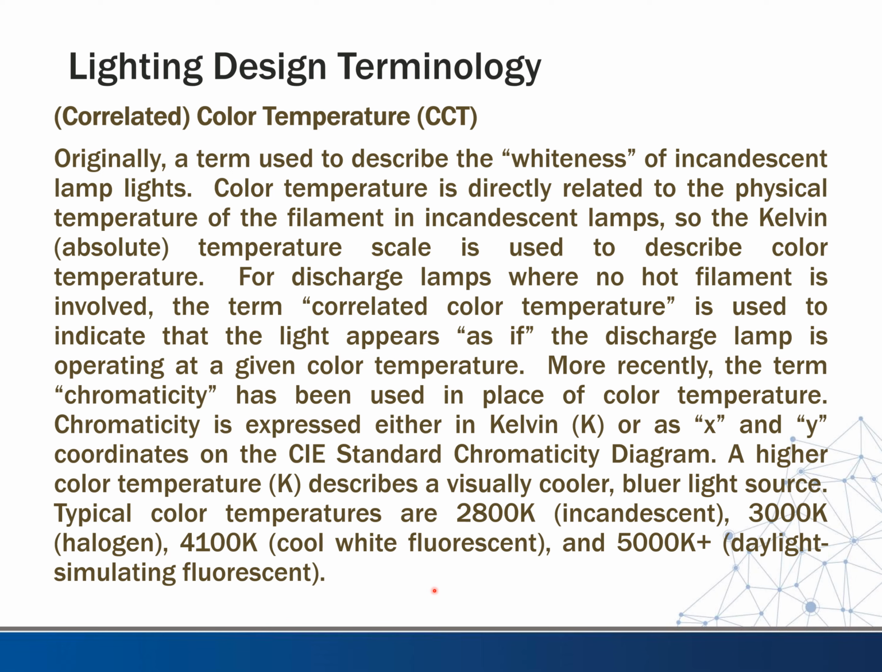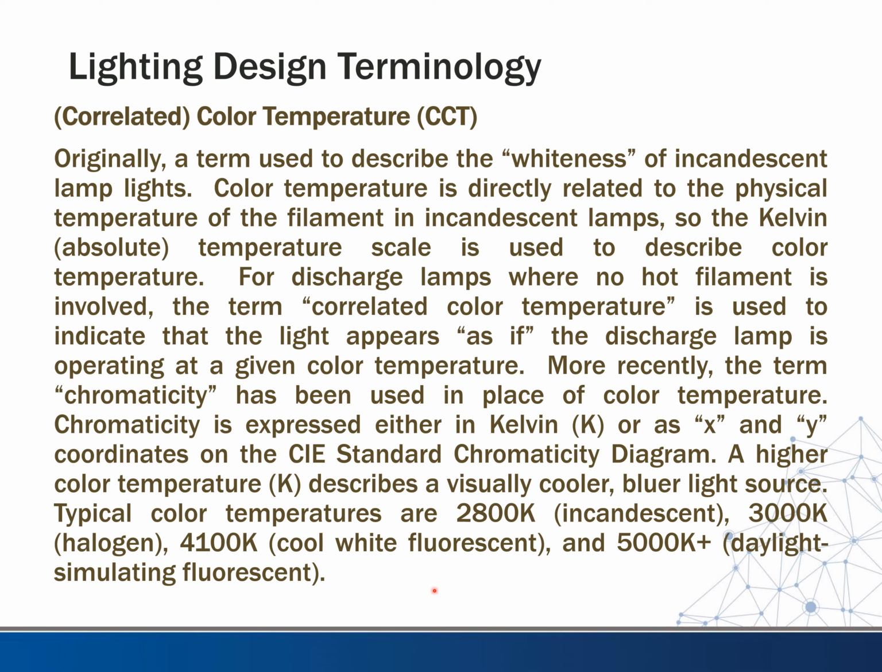For discharge lamps where no hot filament is involved, the term correlated color temperature is used to indicate that the light appears as if the discharge lamp is operating at a given color temperature. More recently, the term chromaticity has been used in place of color temperature. Chromaticity is expressed either in Kelvin or as an X and Y coordinate on the CIE standard chromaticity diagram.